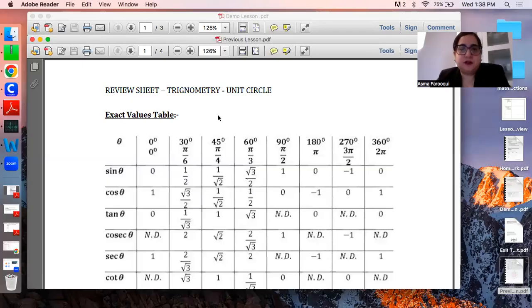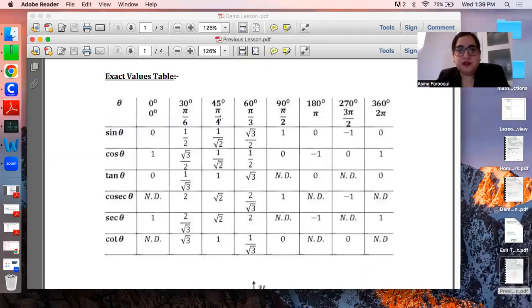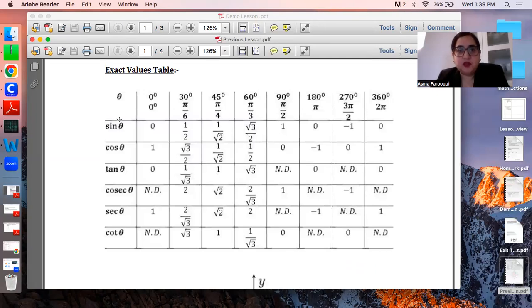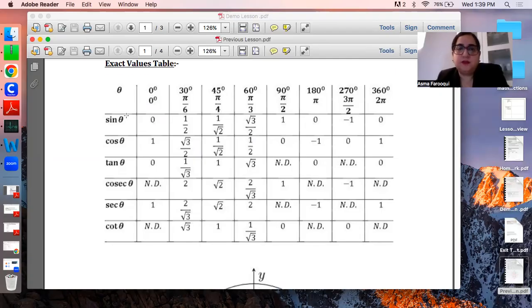So let's see. This is a review sheet for the unit circle. This is a trigonometric table showing you the exact values. It shows sine theta, cos theta, tan theta, and all the degrees and radians listed on top. We do expect you to know the sine theta and cos theta exact values. And for the rest of the angles, once you know these two, it's easy to find other values.